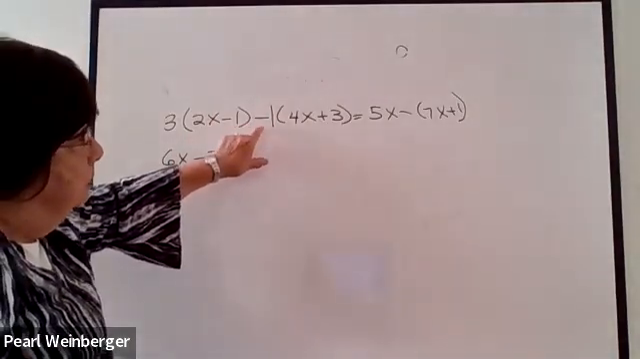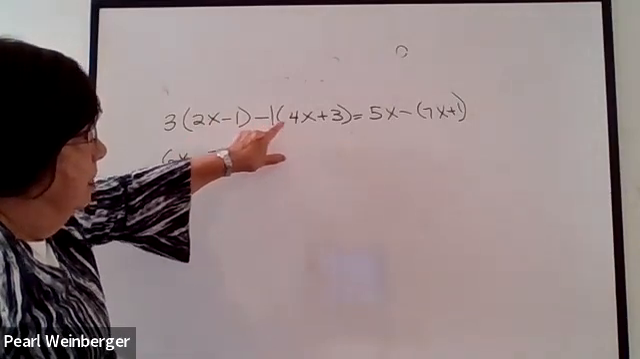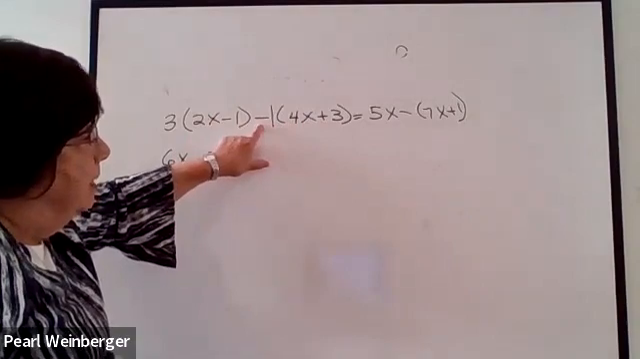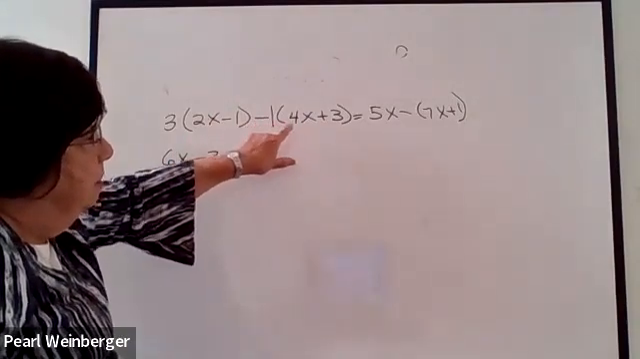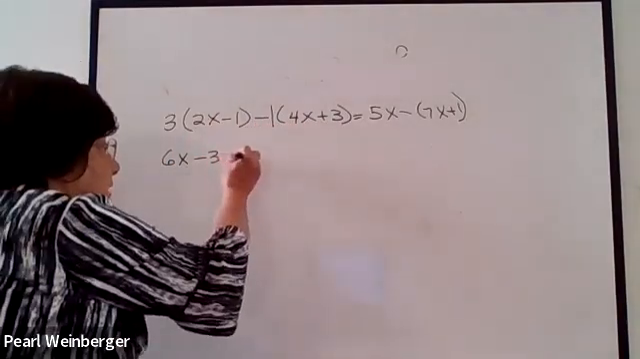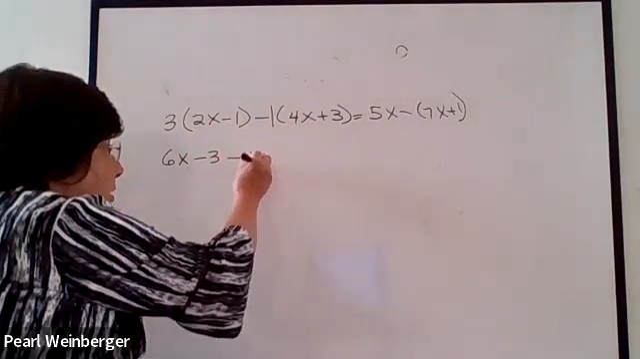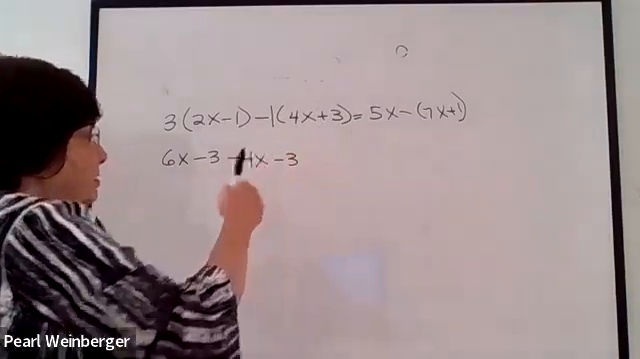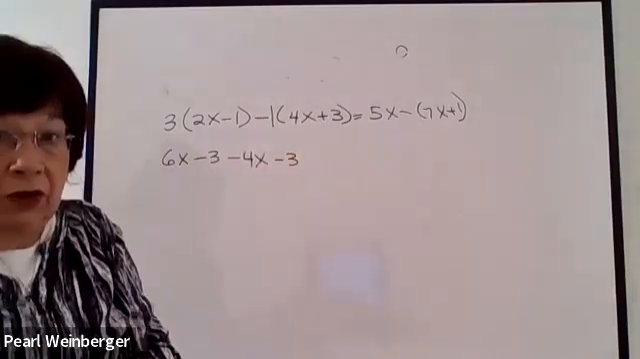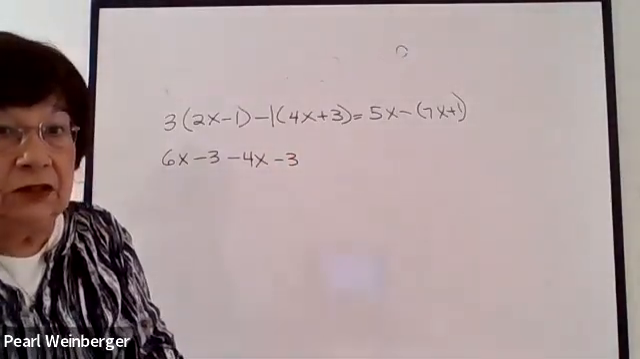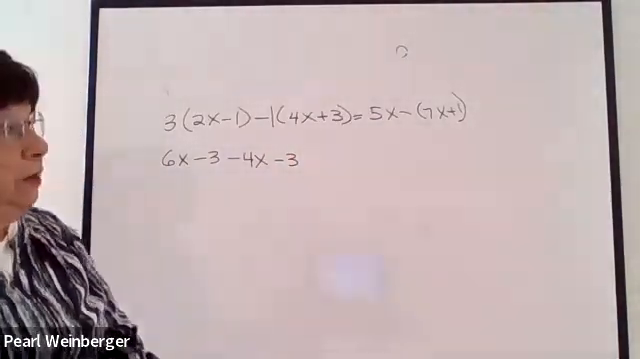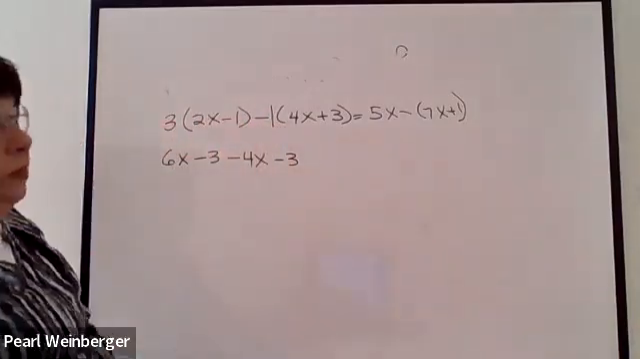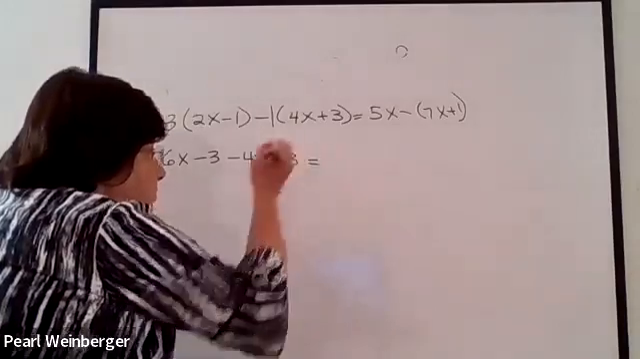So this tells us that what we have to do is take every term in the second parentheses and multiply it by negative 1. So negative 1 times 4x is negative 4x, and negative 1 times 3 is negative 3. Essentially what you're doing when you have a negative in front of a parentheses is changing the sign of every term in the parentheses. Notice we now on this left side have no parentheses left. Let's go to our right side.